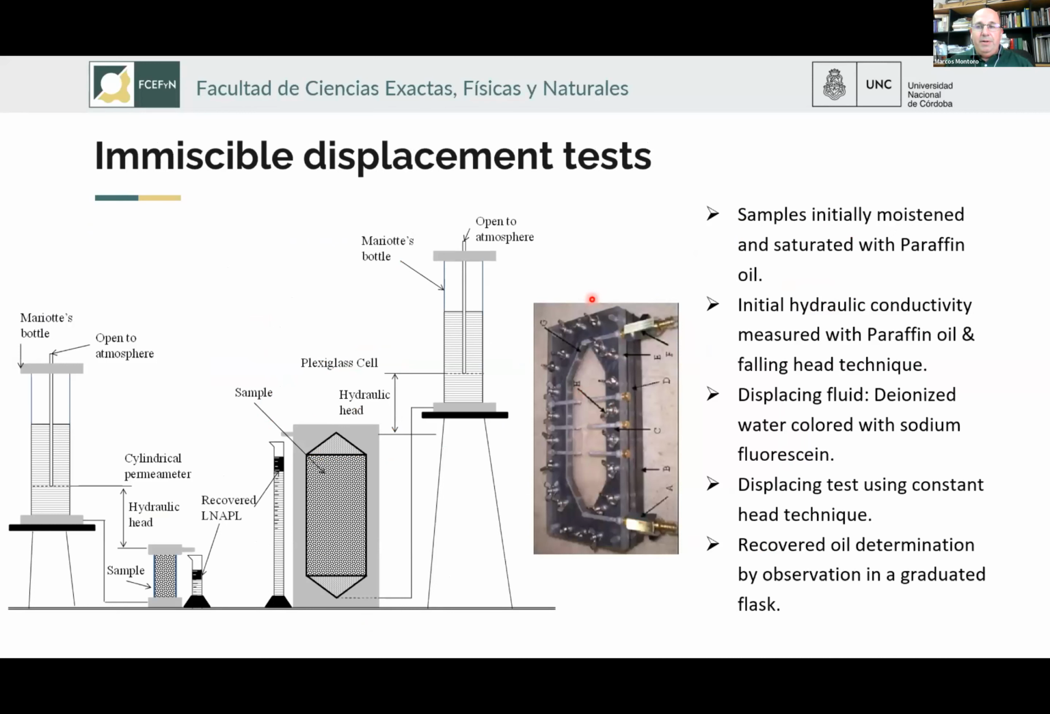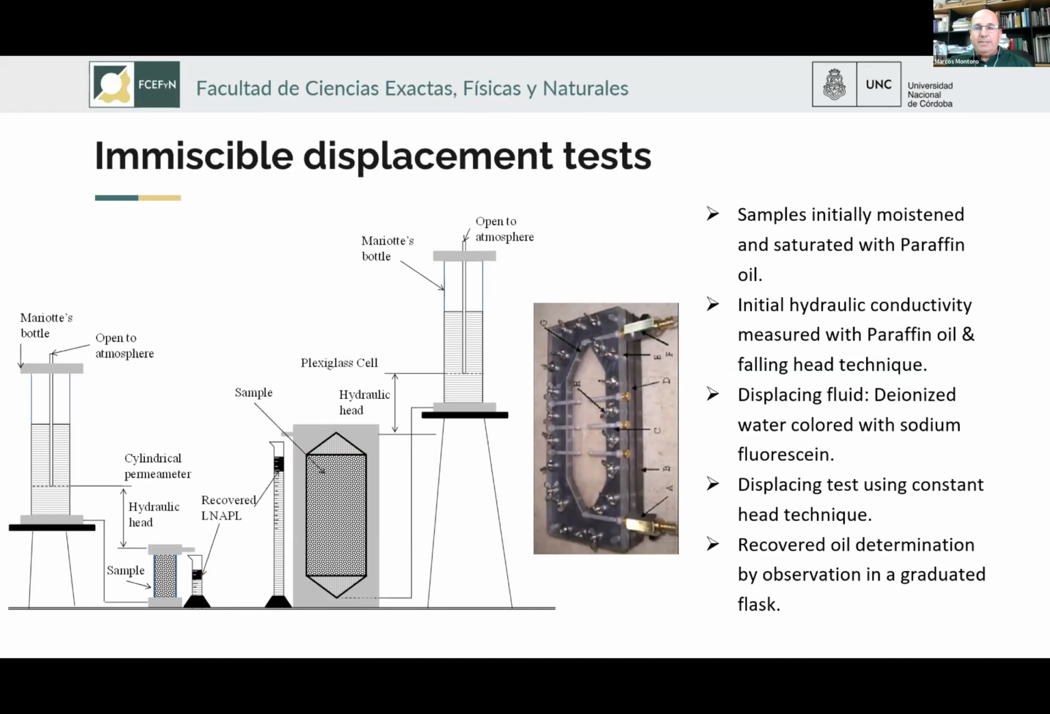The third group of experiments consisted of immiscible displacement tests. For this test, we used a rigid wall cylindrical permeameter and plexiglass transparent prismatic cells for most of the experiments. These specimens were prepared in each one of the cells, initially moistened with a paraffin oil. After closing the cell, a paraffin oil volume equivalent to 3 pore volumes of the sample was allowed to flow in order to ensure a high saturation ratio of the specimen.